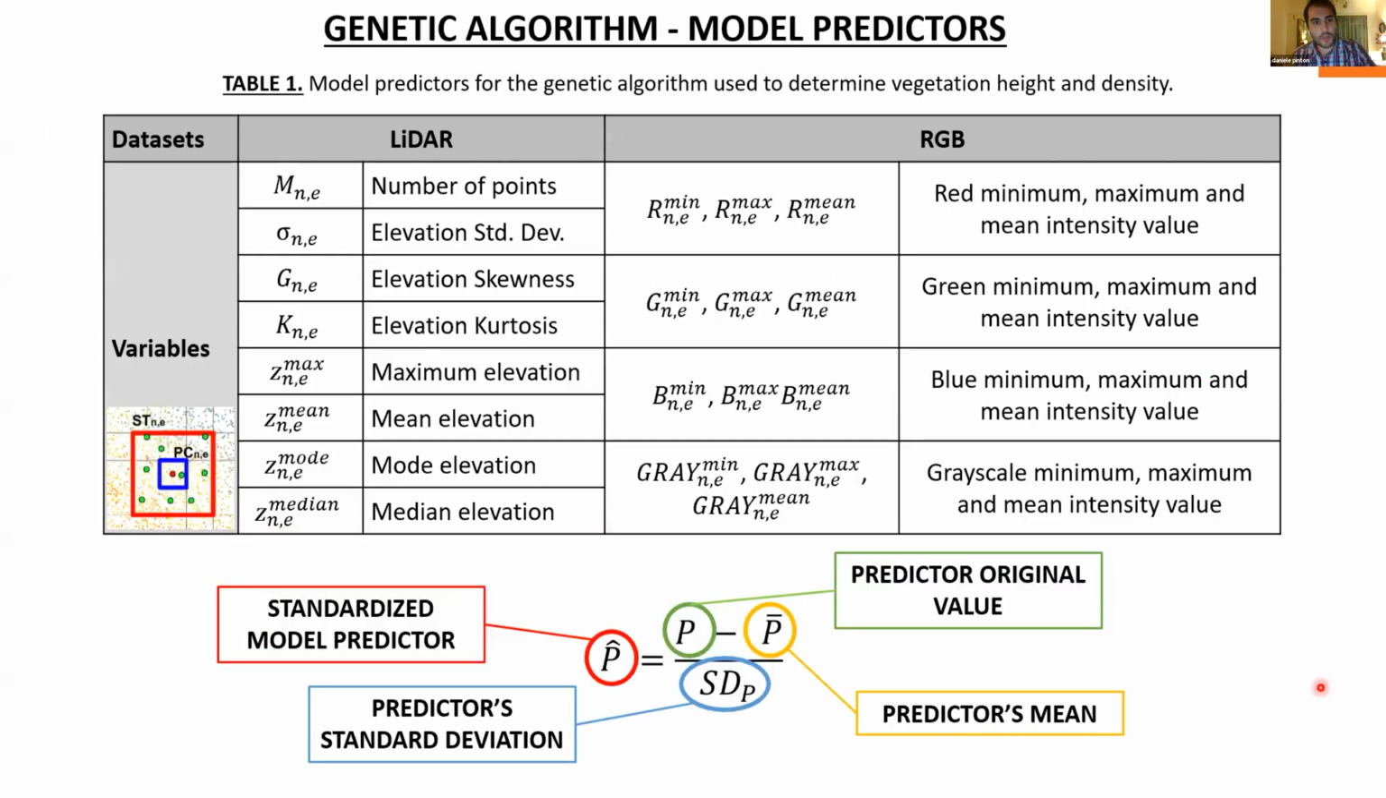After that, like I said before, I used a genetic algorithm to calculate the vegetation height and density. And to train and test the algorithm, basically I used these predictors, which come from the LiDAR and from the RGB. For the RGB, I used the red, green, blue, and grayscale minimum, maximum, and mean value in each stencil. And for the LiDAR, I used the number of points, the standard deviation, skewness, kurtosis, and the maximum, mean, mode, and median elevation of the points inside the stencils. And what I did after I calculated all these predictors was to standardize them.